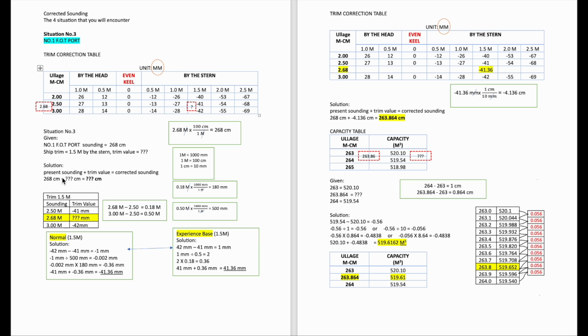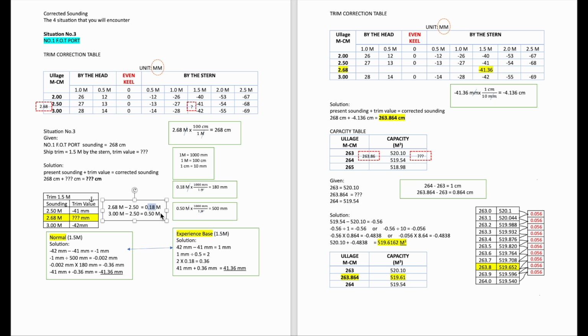The formula for computing the corrected sounding is present sounding plus trim value. You can get the corrected sounding if you have the trim value. Since we don't have the trim value, we need to compute it first. For the computation of the trim value, you need to know the difference. The difference of 3.0 to 2.5 is 0.5, and also the difference of 2.68 to 2.50. This value is what we are looking for.